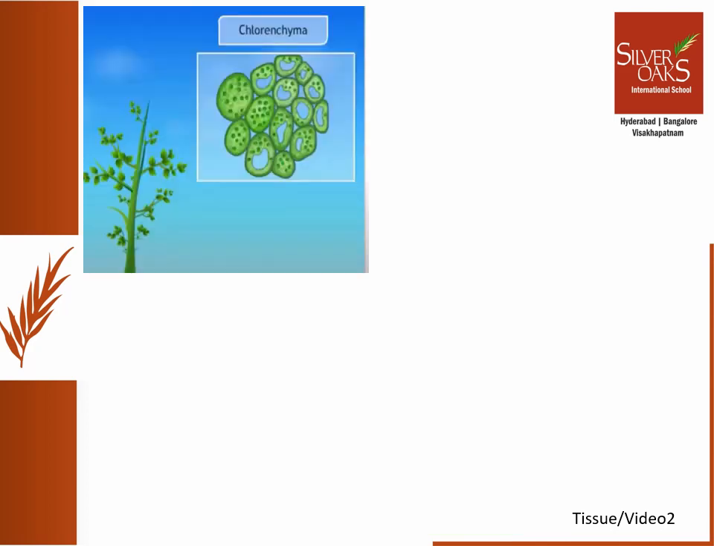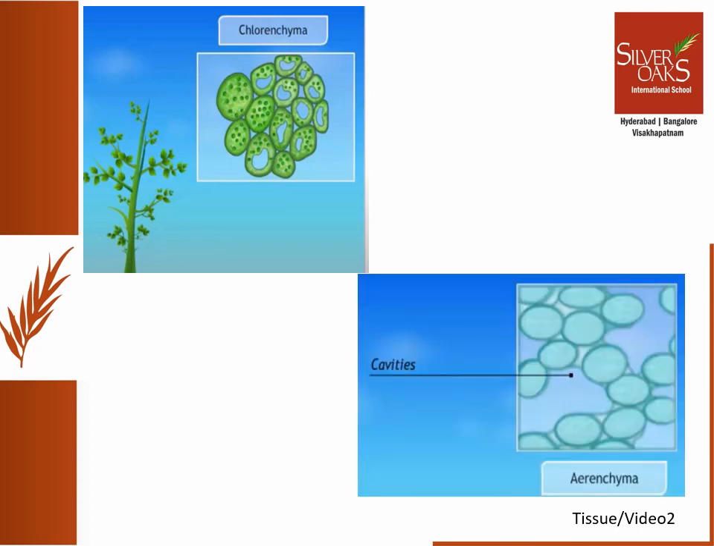There are some instances in which these parenchymatous tissues contain chlorophyll and perform the function of photosynthesis. In this case, they are called Sclerenchyma. In aquatic plants, they have large air cavities in them which provide buoyancy to the plants and help them float. Such parenchymatous tissues are called parenchyma.